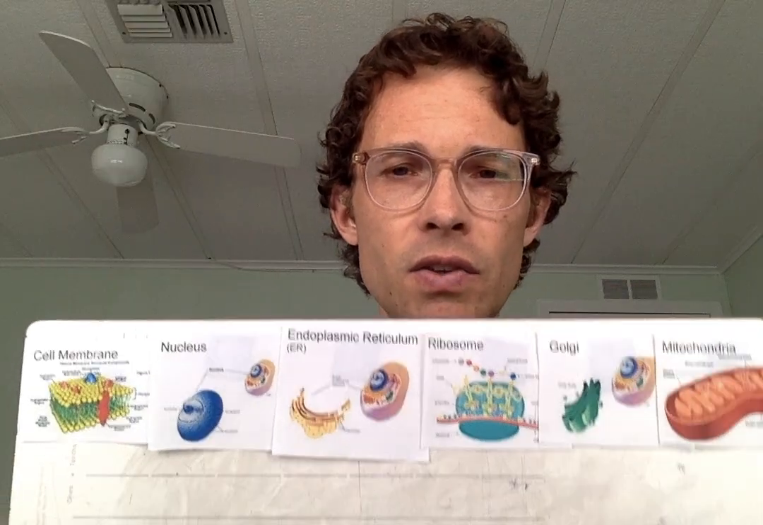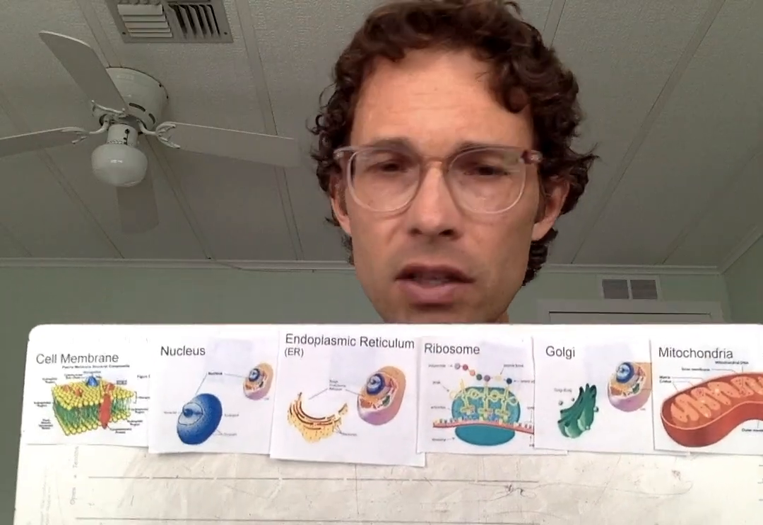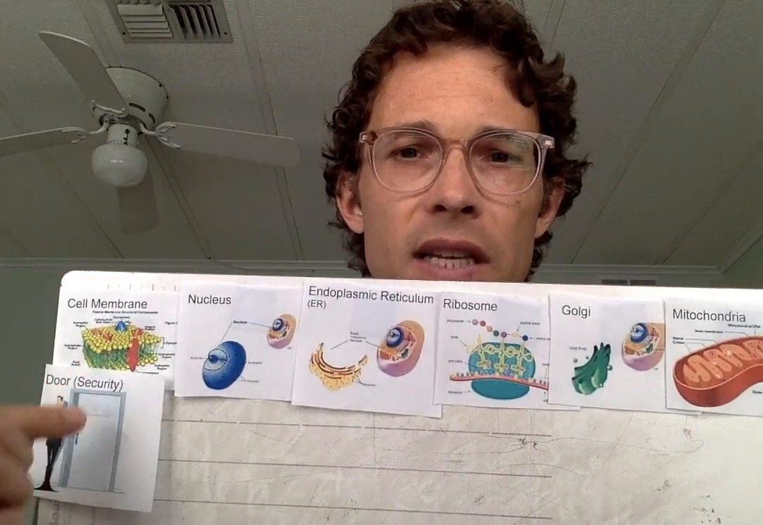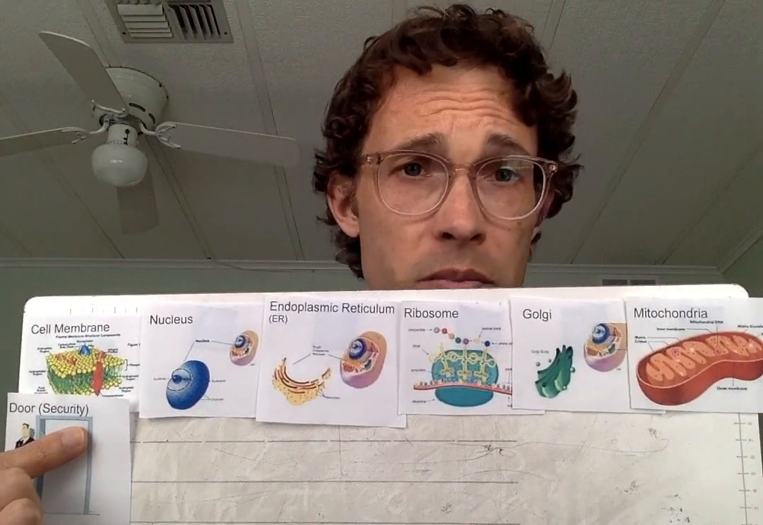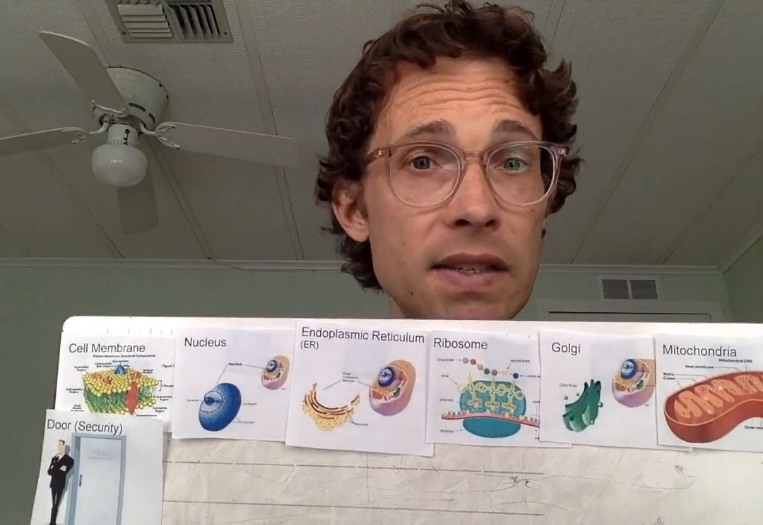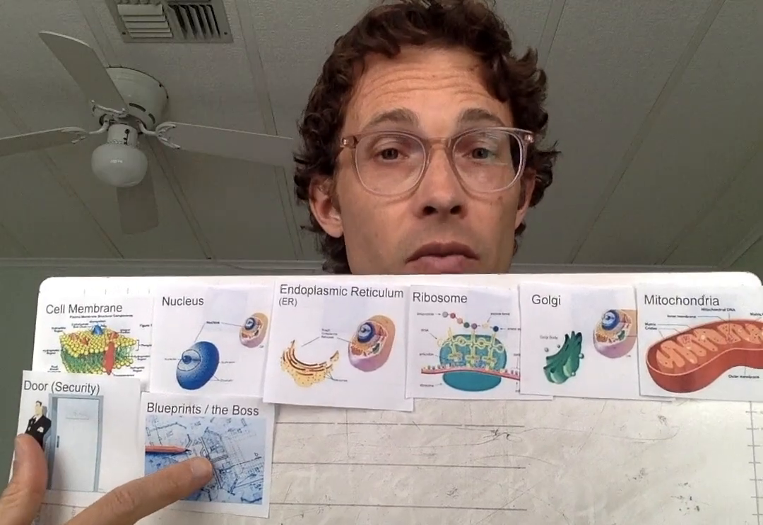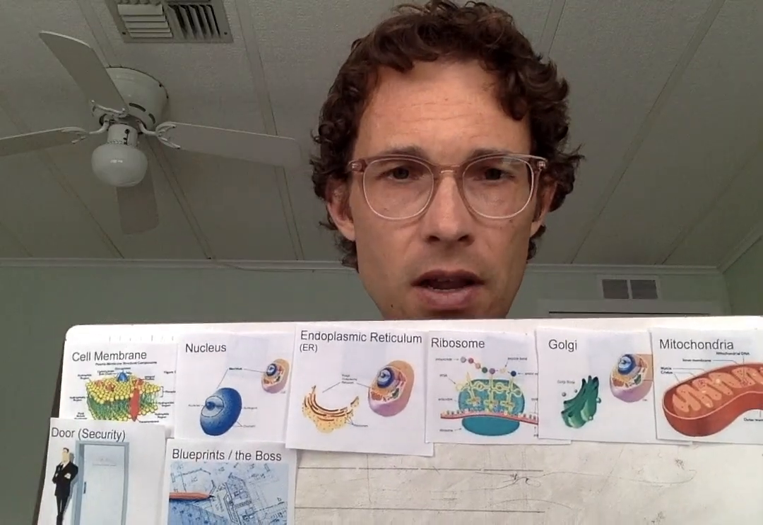So the cell membrane is like the door to the factory. So it's what allows things in and out. If you're going to be working in a factory, you've got to get in through the door. That's where the supplies come in. Then you need some type of blueprint or some type of instructions for what you're making. That's the nucleus, the blueprints for the factory.